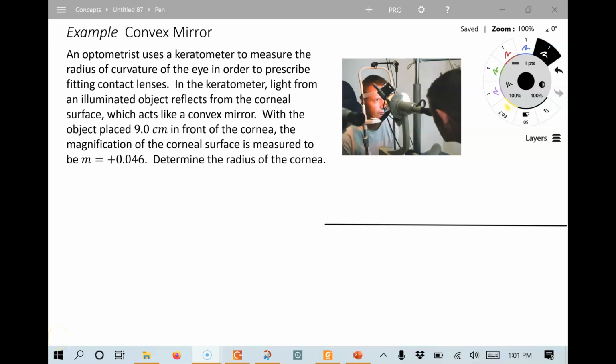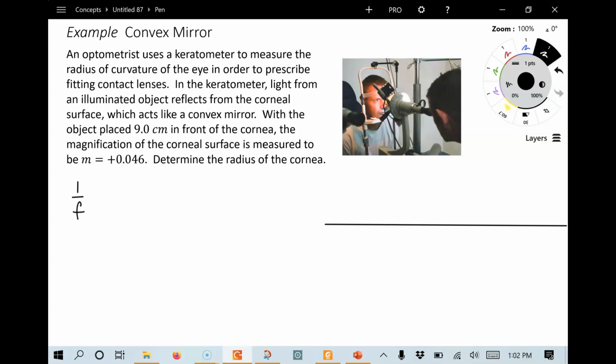Hi, this is an example problem from chapter 25 about a convex mirror. Pause for a moment to read the question. Alright, so in this problem we've got a convex mirror, we've been told, and we've been given some information, but we are going to be able to use the two equations we always have, for mirrors or lenses, mirror in this case: 1 over f equals 1 over do plus 1 over di.